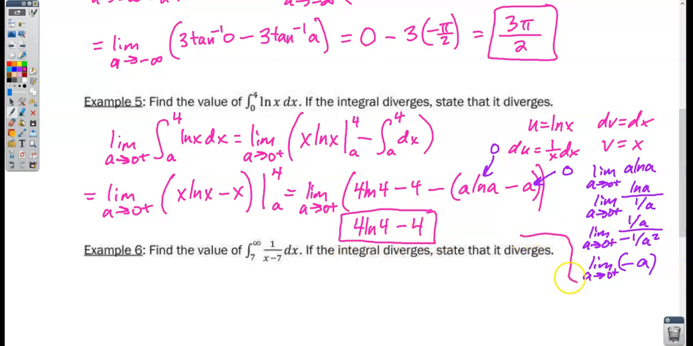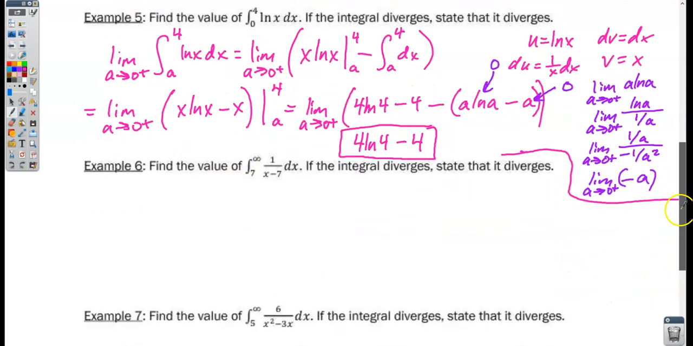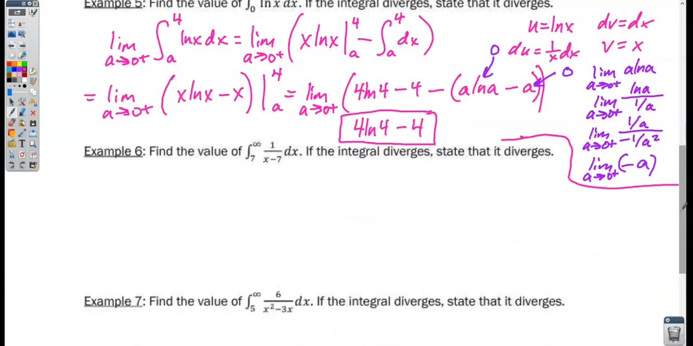All right, continuing on. Up next, the integral from 7 to infinity of 1 over the quantity x minus 7 dx. Now this one is one where we've got two problems. We've got a problem at 7, because at 7 this function is undefined, and we have a problem at infinity. So I'm going to have to break this up into two integrals. I'm going to pick some convenient value of x. There's not anything that particularly stands out, so I'm just going to pick some number somewhere between 7 and infinity. I'm going to go ahead and pick 10.